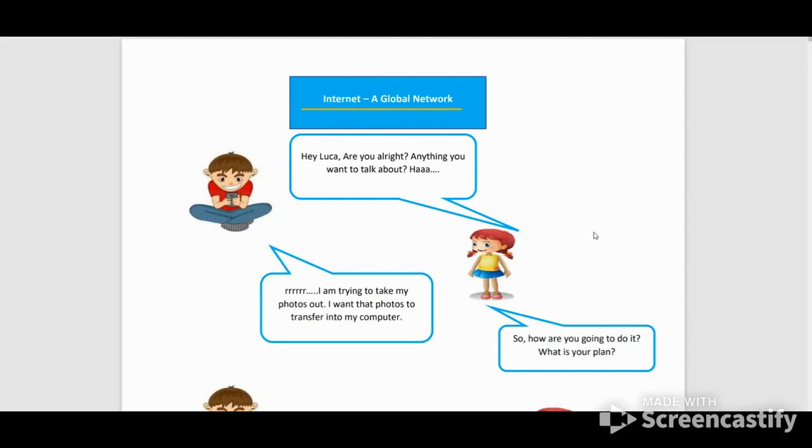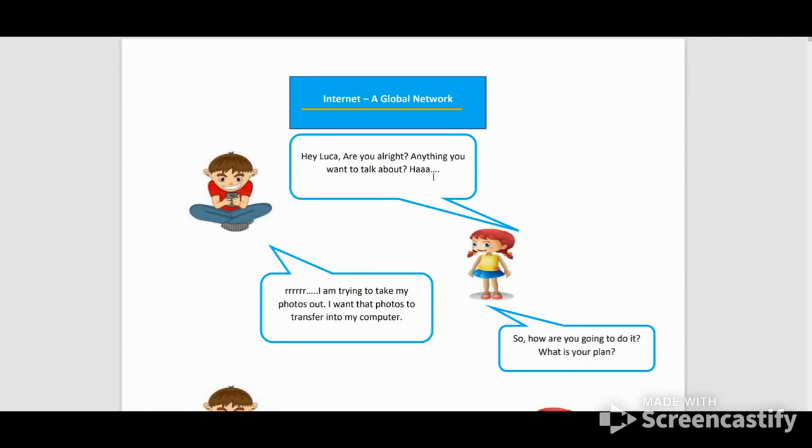Today, in this session, I'm going to talk about what a network is and what the different types of computer networks are. I'm going to talk about two types of computer networks, starting with PAN. Okay, let's start.